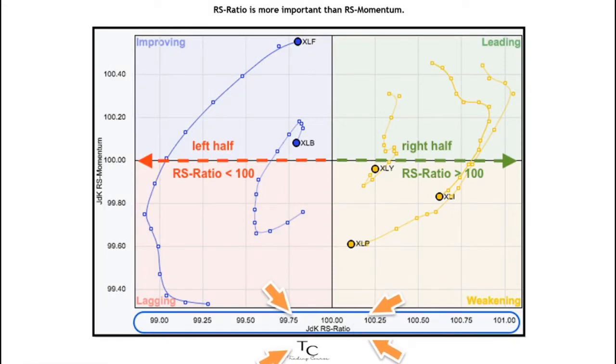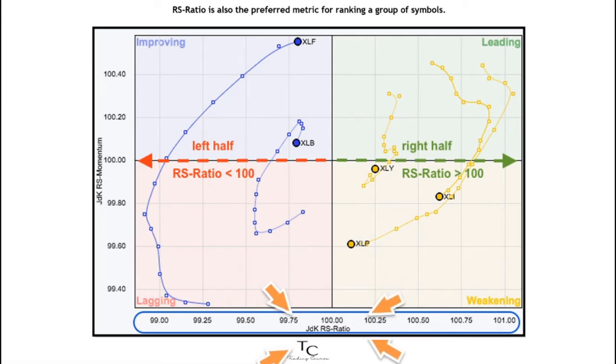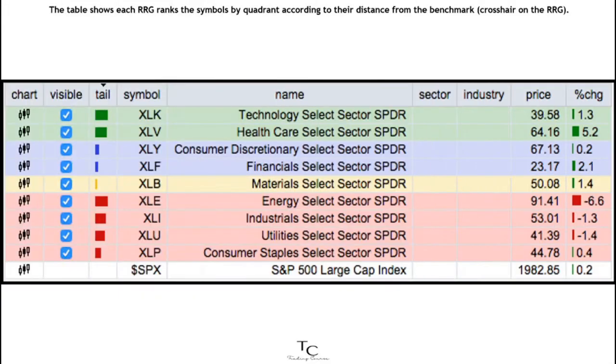RS ratio is more important than RS momentum. RS ratio is also the preferred metric for ranking a group of symbols. The table shows each RRG ranks the symbols by quadrant according to their distance from the benchmark, crosshair on the RRG. The leading quadrant, green, is first. The improving quadrant, blue, is second. The weakening quadrant, yellow, is third and the lagging quadrant, red, is last.